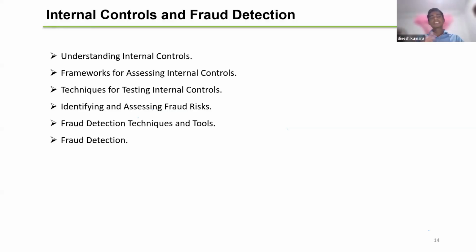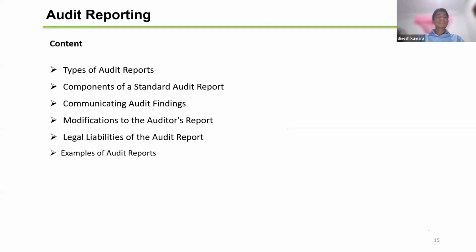Those are the areas we are going to discuss under our ninth session. Then our last session is audit reporting. We will discuss reporting in detail: types of audit reports and types of audit opinions, components of the standard audit report, and communicating the audit findings, how to communicate audit findings to the management, stakeholders, and those charged with governance.